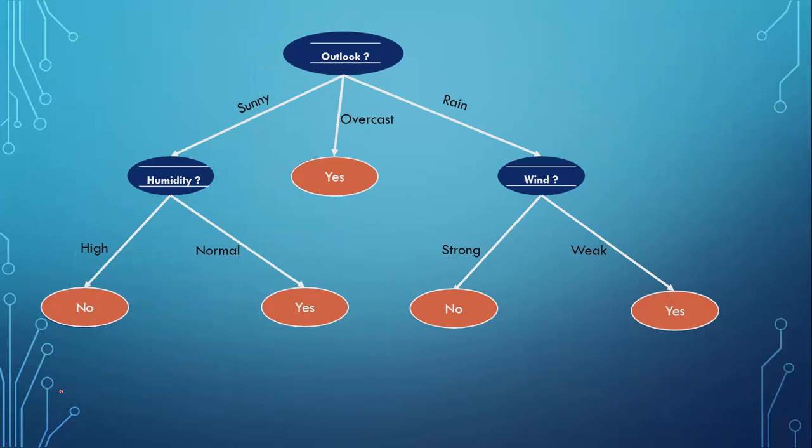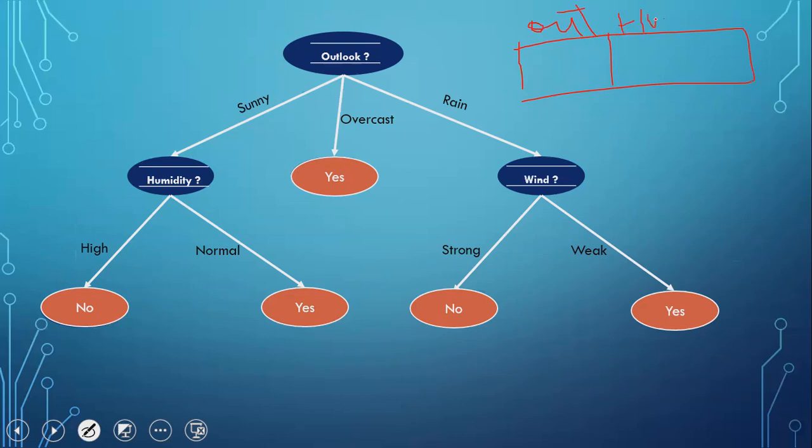Now, this tree will be used for classification purposes. For example, if we get an input like this, outlook will be something, humidity will be something, and wind will be something. So we have to guess whether we can play or not. We have to decide the label.